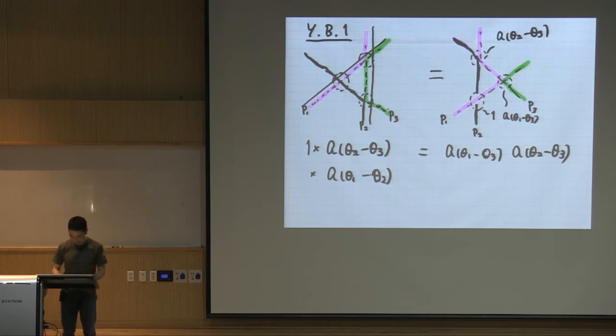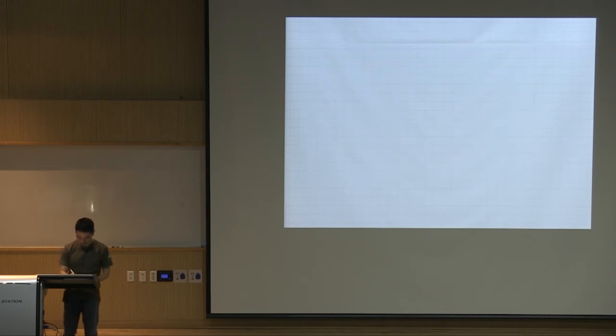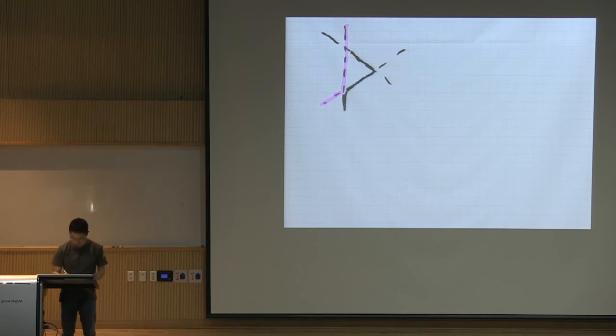Unfortunately, I need to go to the other page, but let's draw yet another one here. You have purple coming here and going out like this, and then black is coming from here and going like this, and then green. Did I use green? Yes, it's going like this. Now 1, 2, 3. Here I just get 1. Here I get A of theta 1 minus theta 2. Here I get A of theta 1 minus theta 3.